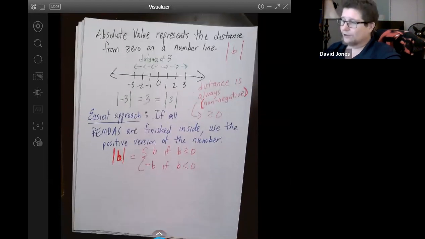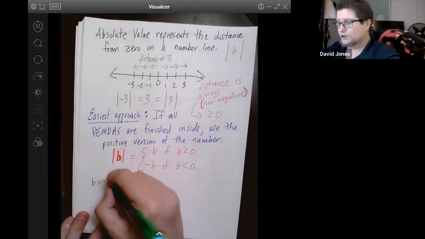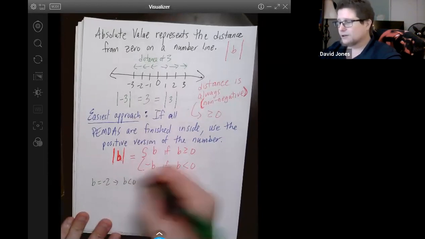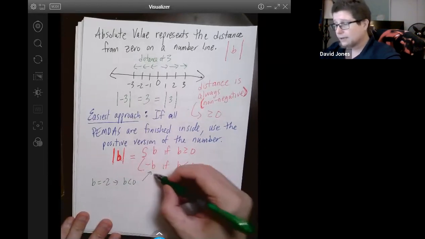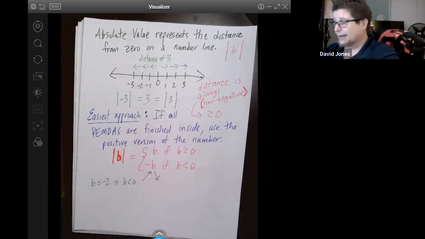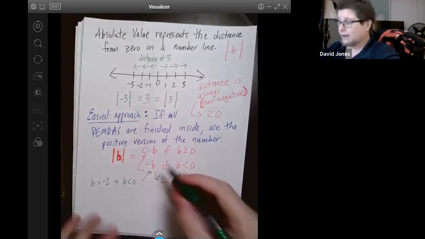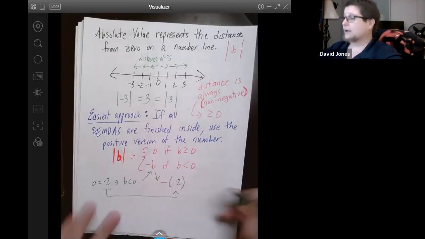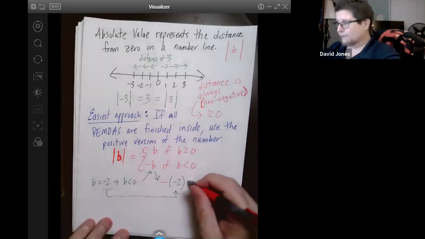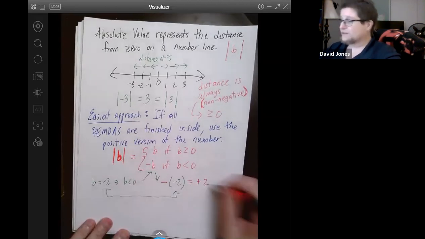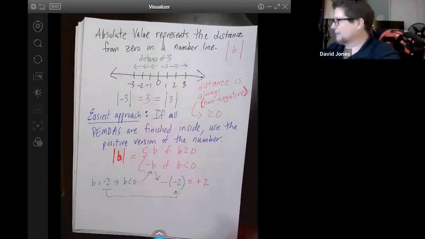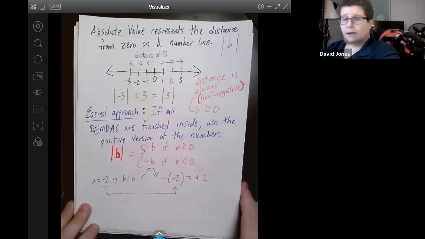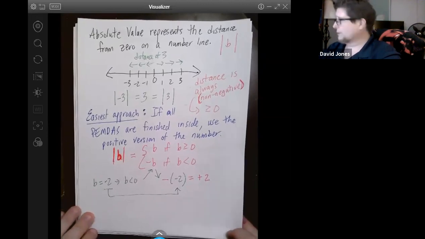And here's a way of looking at it. Let's say B equals negative 2. That means B is less than 0, and the second rule applies. So I've got negative B, and B was negative 2, so I'll plug it in. Negative times negative, remember 2 negatives cancel out, make a positive, positive 2. And see, we ended up with the positive value either way. Pause it real quick. All right.